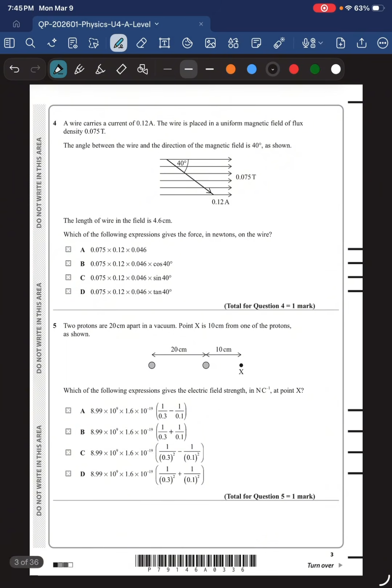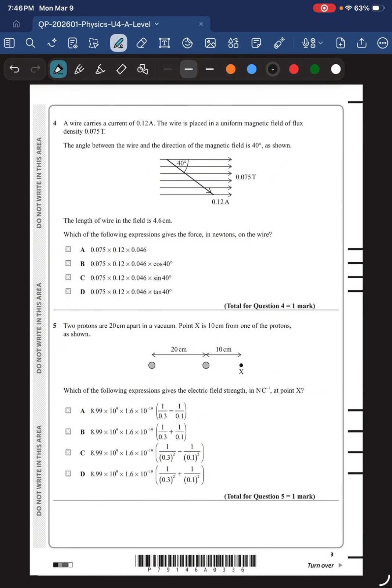All right, 4. A wire carries a current of 0.12 amps. The wire is placed in a uniform magnetic field of flux density 0.075 teslas. The angle between the wire and the direction of the magnetic field is 40 degrees as shown. The length of the wire in the field is 4.6 centimeters. Which of the following expressions gives the force in newtons on the wire?